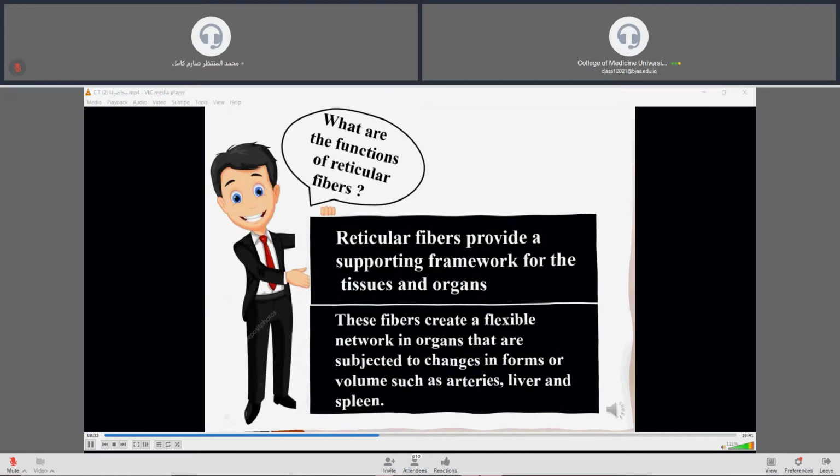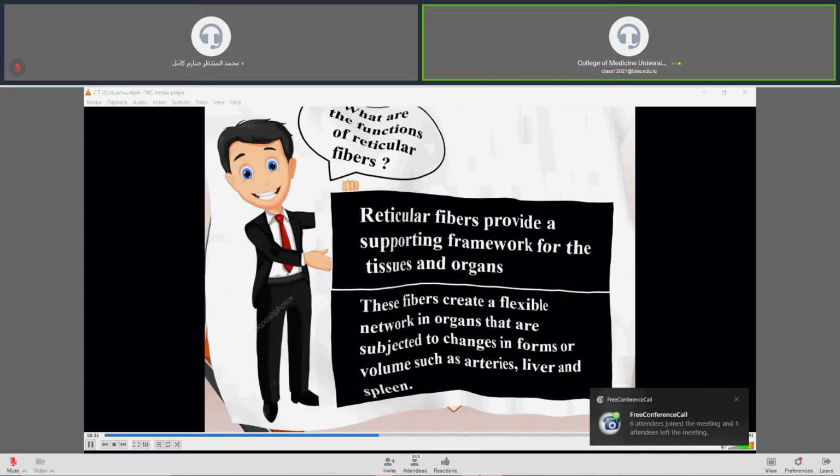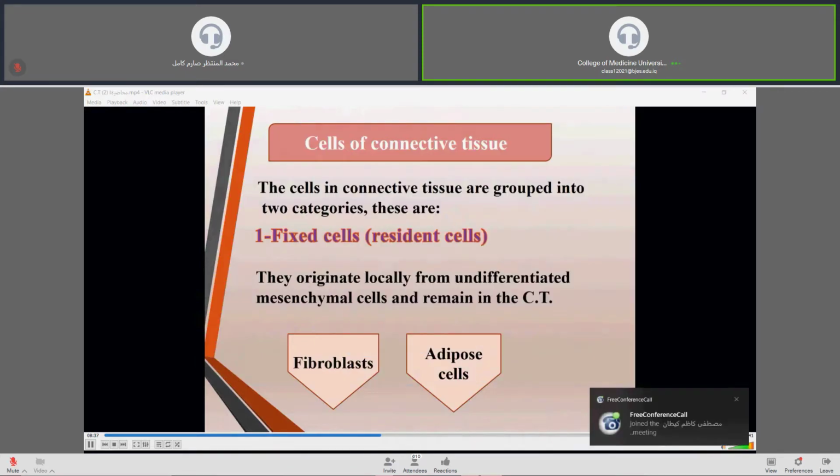Cells of connective tissue. The cells in connective tissue are grouped in two groups. These are fixed cells, also called resident cells. These cells originate locally from undifferentiated mesenchymal cells and remain in connective tissue. So all the cells belonging to the fixed cells originate from a starting point, the mesenchymal cells, and are formed in the connective tissue. These are fibroblasts and adipose cells.